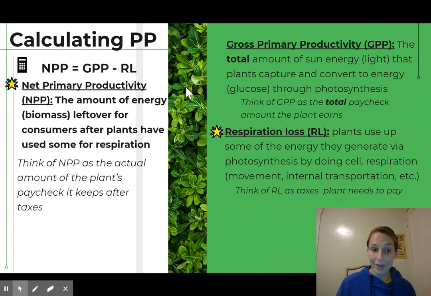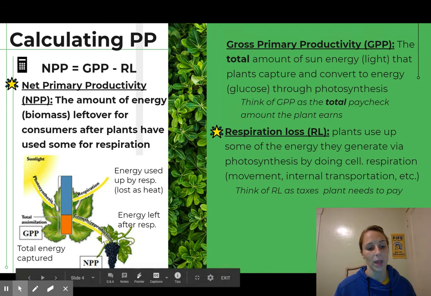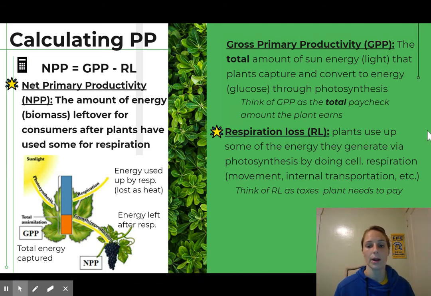So if we're going to calculate primary productivity, it is going to be the gross primary productivity minus the respiration loss, and that's going to give you your net primary productivity. So if we look at a diagram here, you think of the photosynthesis that comes in, which is going to be the total energy captured. Respiration is going to take a chunk of it, the energy that's used up, which is lost as heat. And then the actual energy that's left over after that is the net primary productivity.